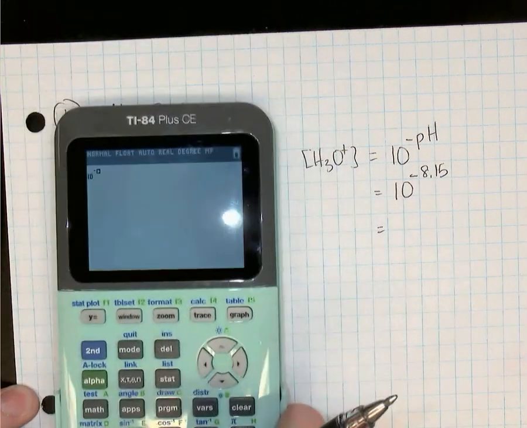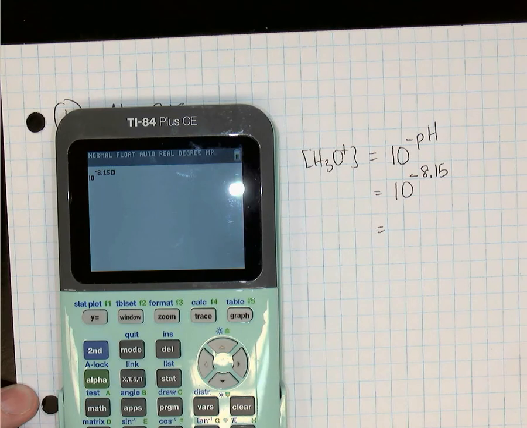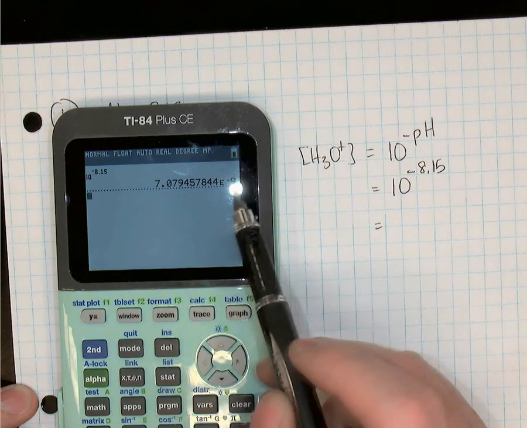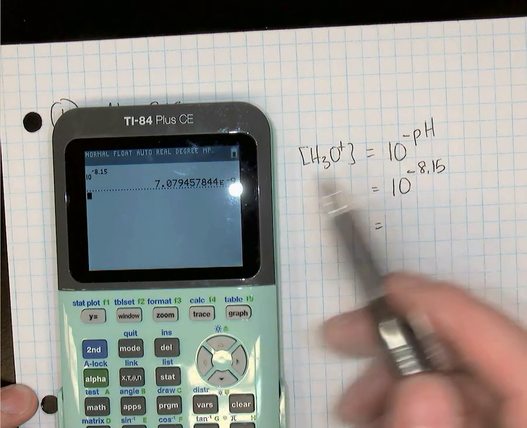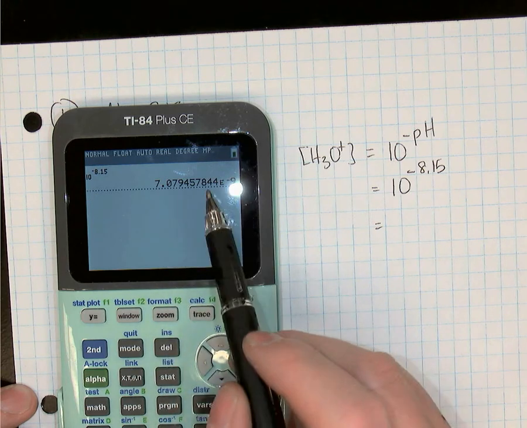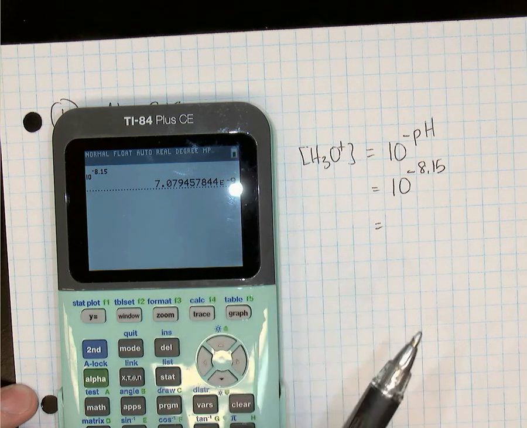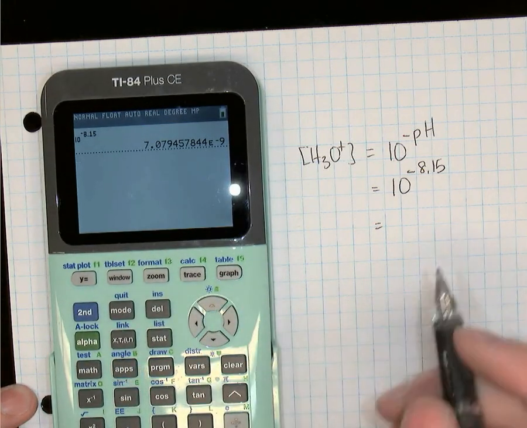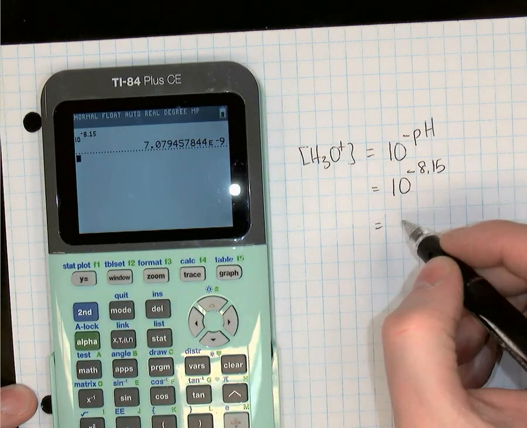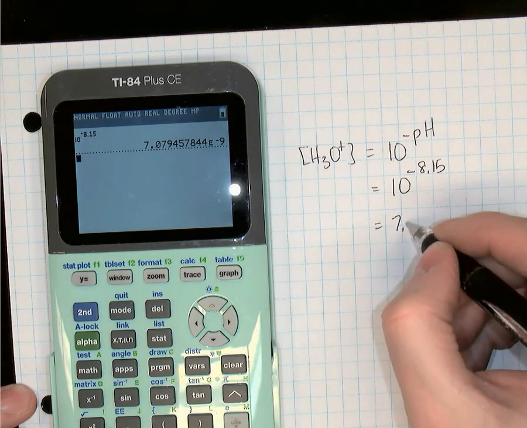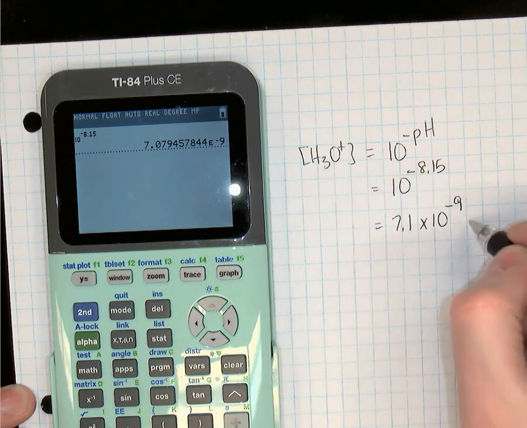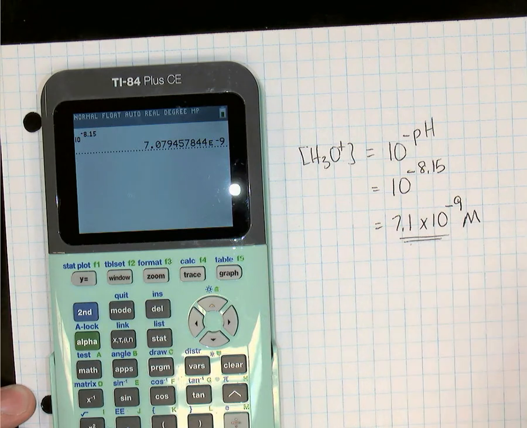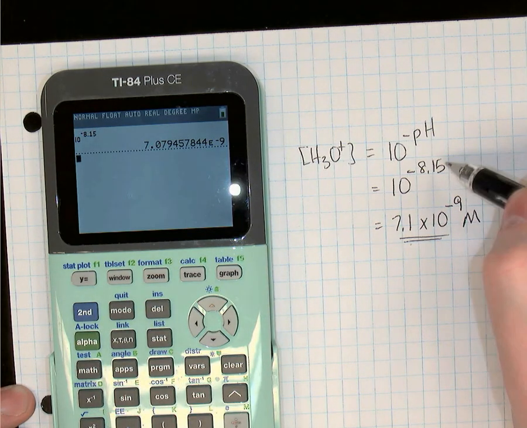Okay? So 10 to the power of negative 8.15 equals, and we get this number, which, be careful, look at the very end and you'll see it's got this E negative 9. A lot of students just write the number out front and don't notice at the end that it's actually written in scientific notation. So this says 7.08, or really 7.1, I'll talk about that in a moment. 7.1 times 10 to the power of negative 9, and this is a concentration, so molarity is going to be the unit.